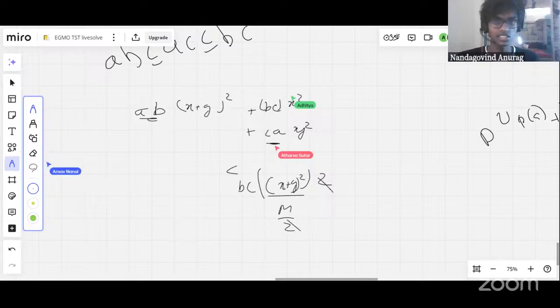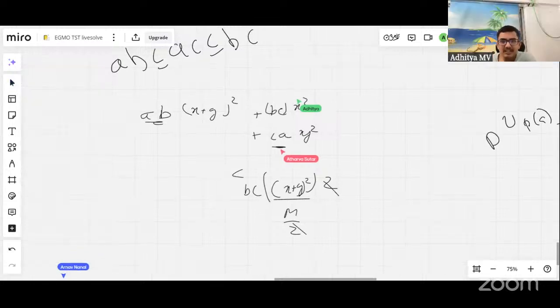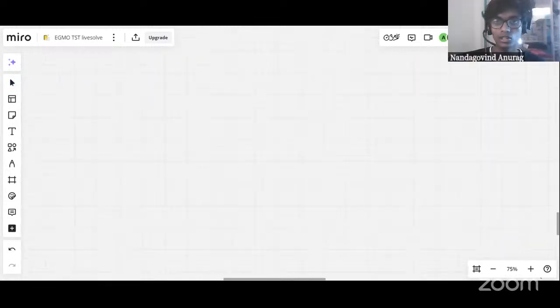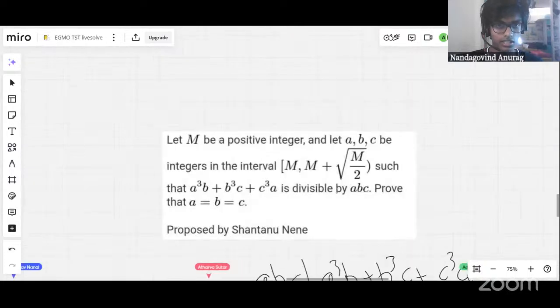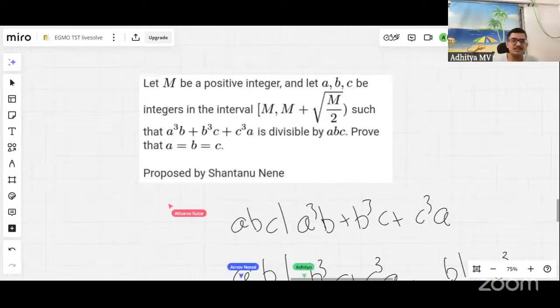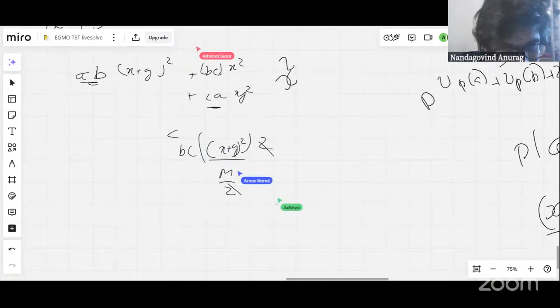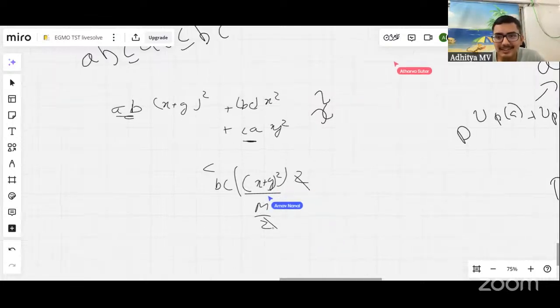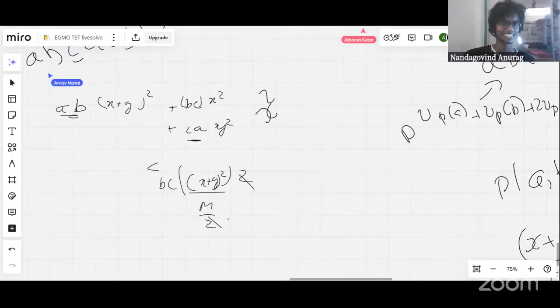In fact, this is strictly less than, because M by 2 is not included in the region. So it is strict, and we're done. Okay, nice, you just observe this.